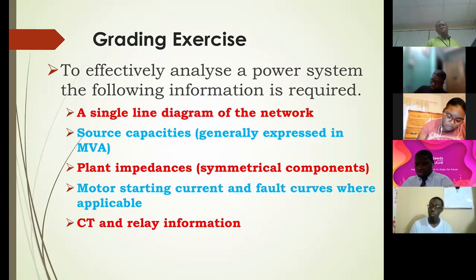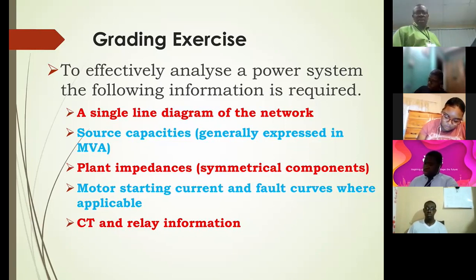Now we mentioned motor starting current and fault curves where applicable, because on the fault, depending on the size of the motor and the type of the motor, they will contribute to your fault current. All right. And then finally, we also need the CT and the relay information.